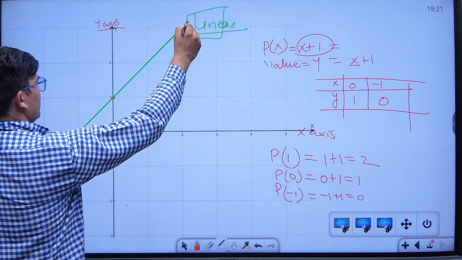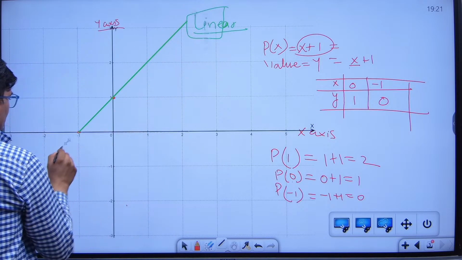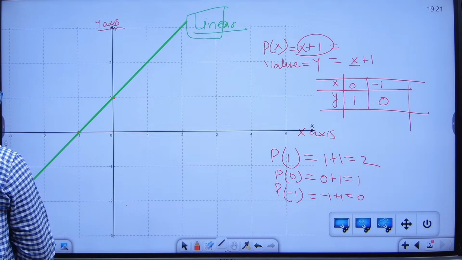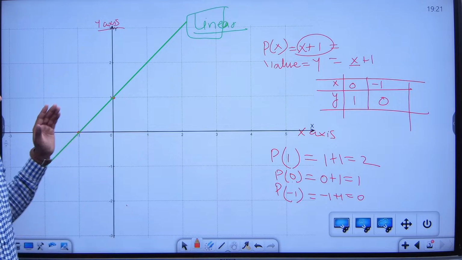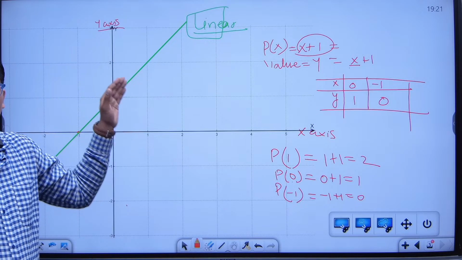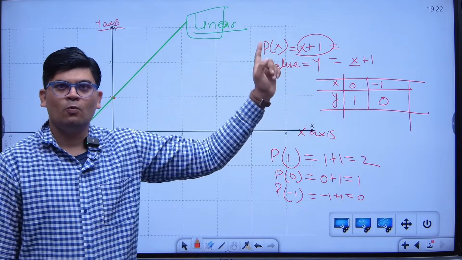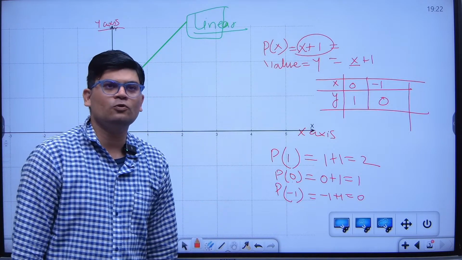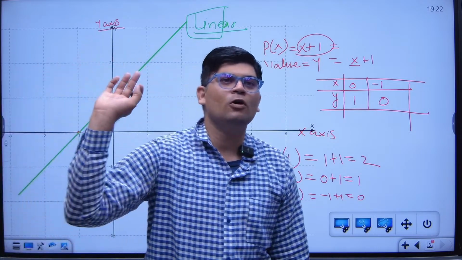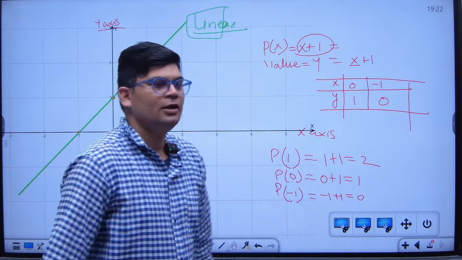Now if I join these 2 points, what will you find? You will find a straight line. You will always find a straight line, and every point on this straight line will follow this equation y is equal to x plus 1. You might be thinking, sir, you drew only 2 points, how can you say it holds for all x? Let us check.